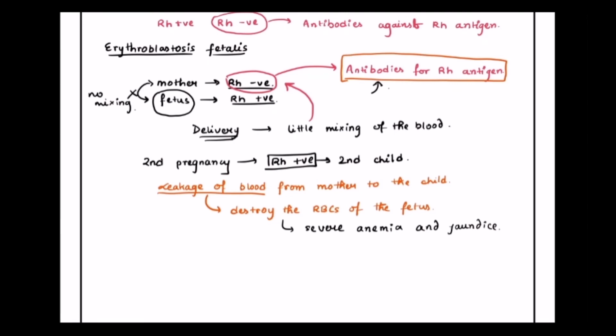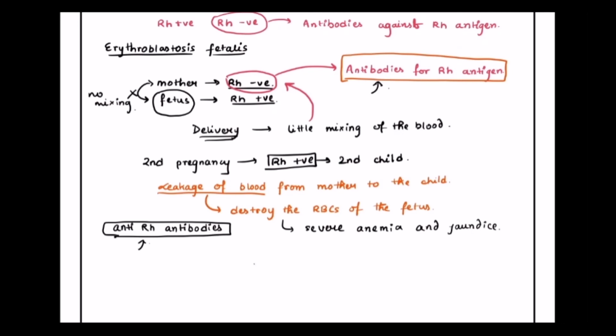So to avoid this, immediately after the delivery of the first child, the mother who is the Rh negative mother and is now having antibodies against the Rh antigen, some anti-Rh antibodies are administered to the mother, because the antibodies that have developed because of the exposure to the Rh positive blood can be neutralized by the anti-Rh antibodies.